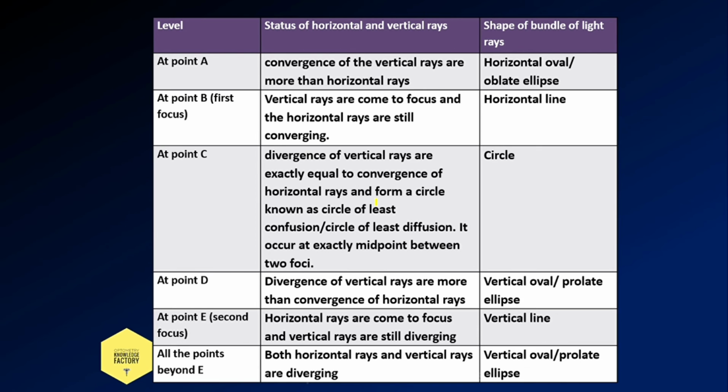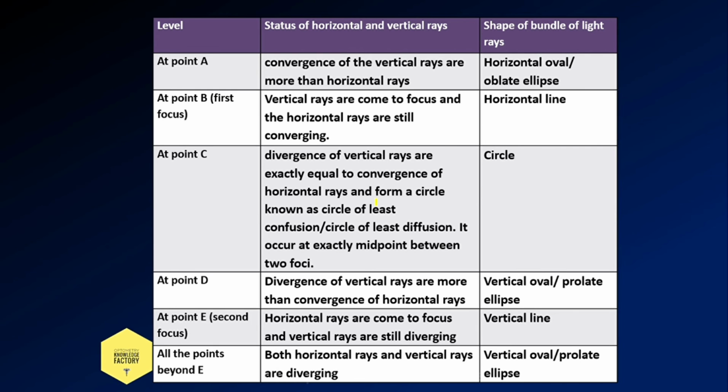Then at point D, the divergence of vertical rays is more than the convergence of horizontal rays. A vertical oval is formed. At point T, it is the second focus. Horizontal rays come to focus and vertical rays are still diverging, and a vertical line is formed.